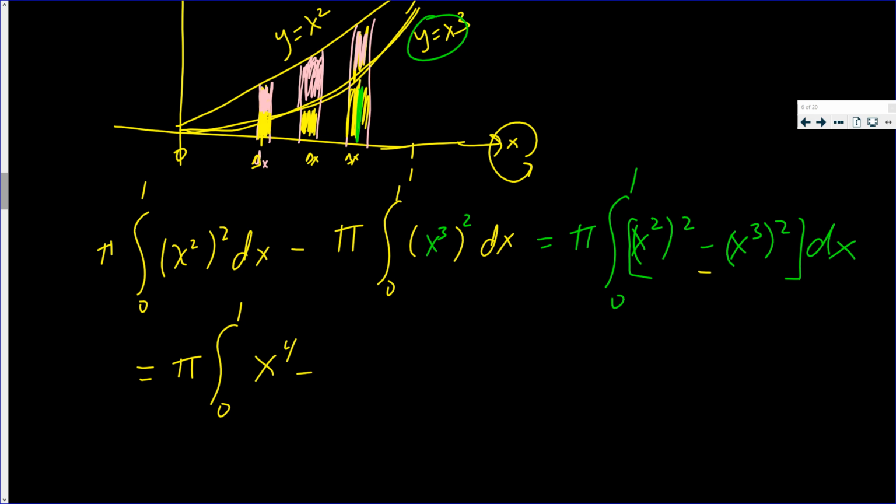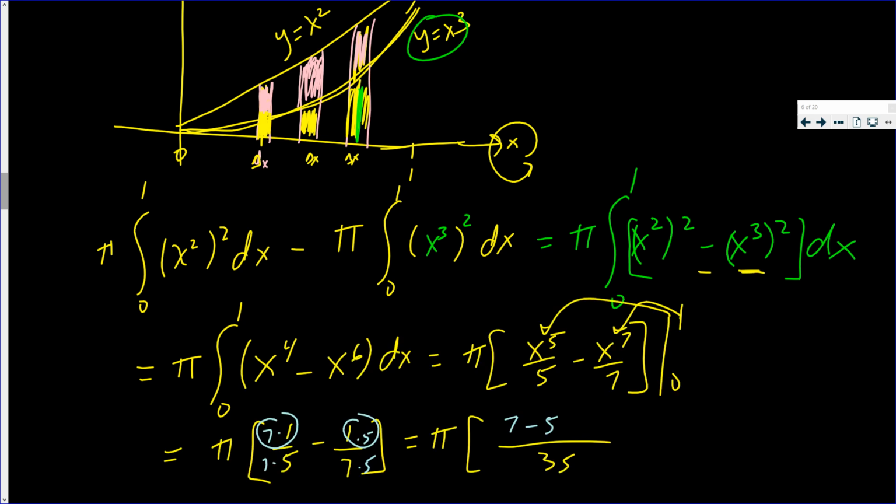That's going to be, inside is going to be over 35. So I have to multiply by 1 as 7 over 7, and over here as 5 over 5. So this numerator is 7 minus this numerator is 5. So the final answer is 2 times pi over 35.